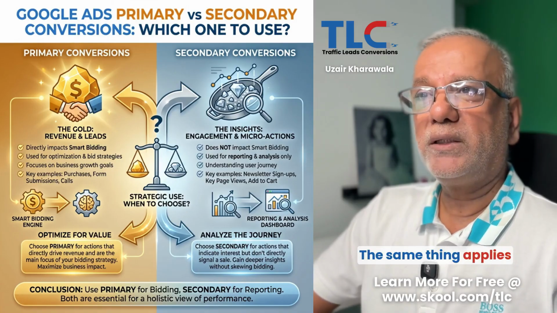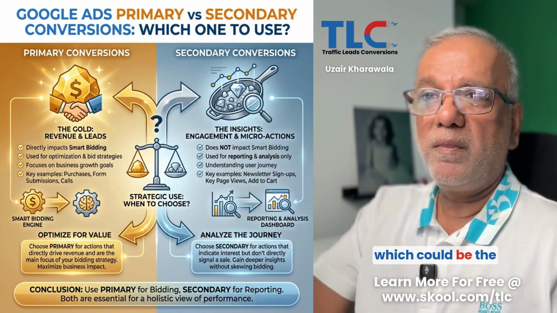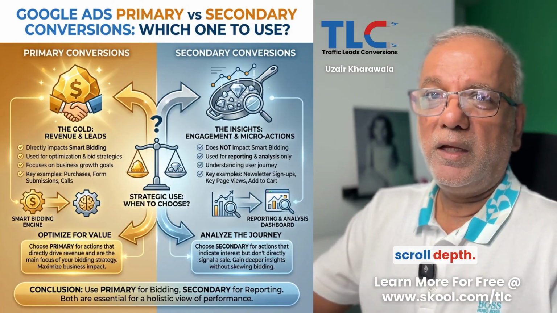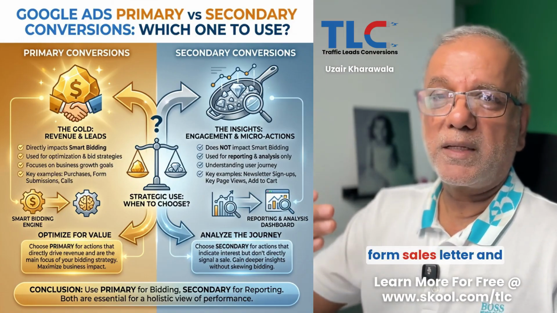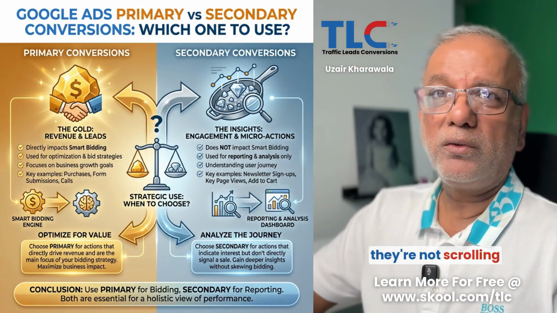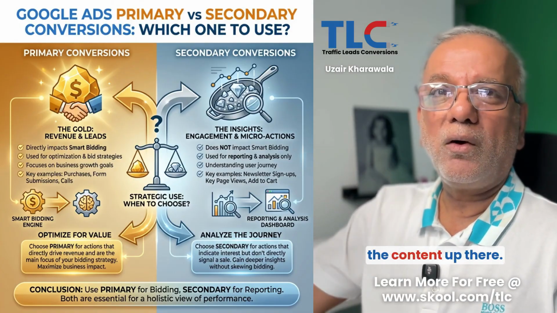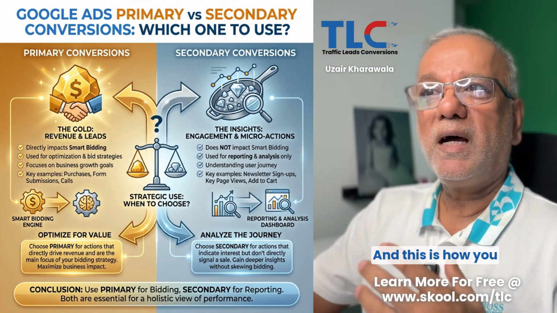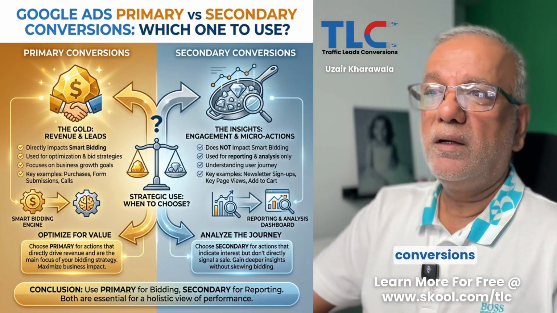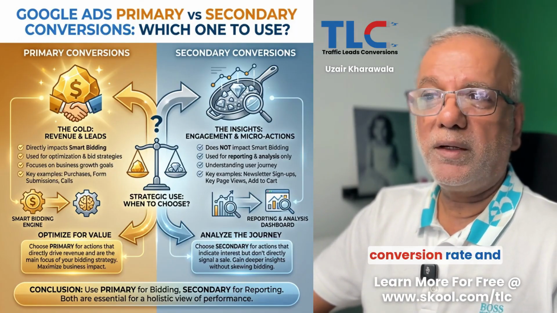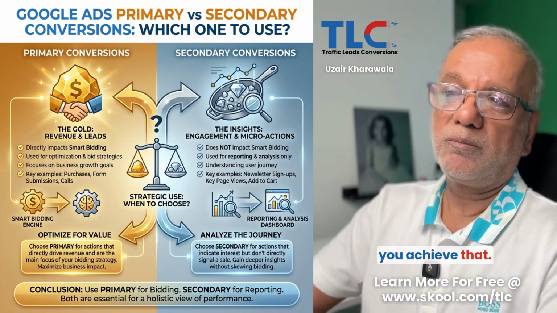The same thing applies to another micro conversion or secondary conversion, which could be the scroll depth. If your call to action is at the bottom of the page on a long form sales letter and they're not scrolling to the bottom, that means they're getting bored at the top of the page. So you need to change the content up there. This is how you can use these indicators or the conversions to improve your conversion rate, and secondary conversions will definitely help you achieve that.